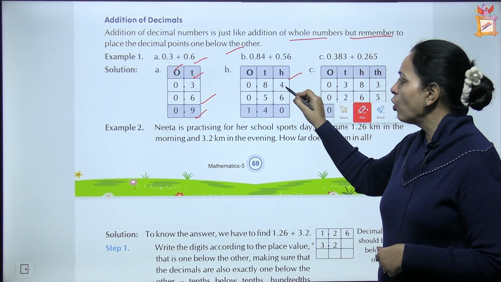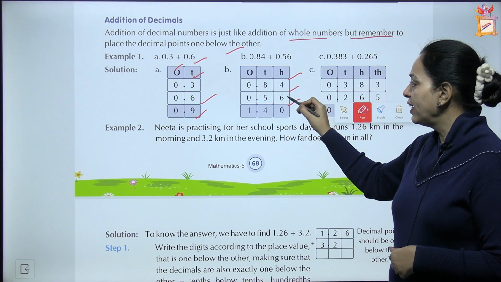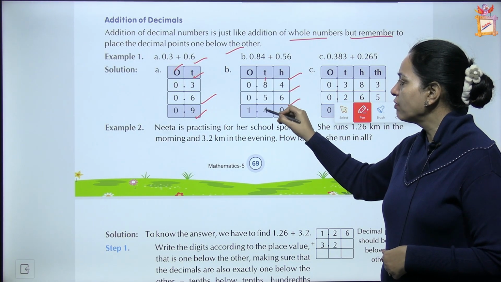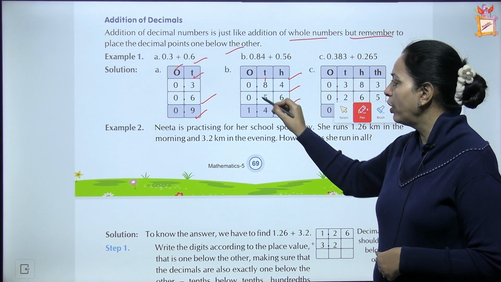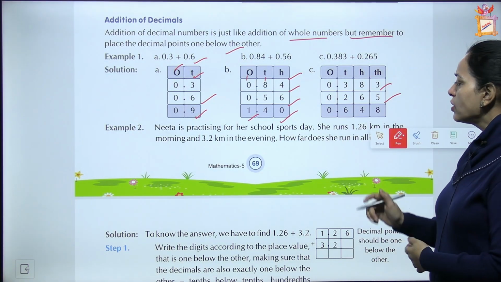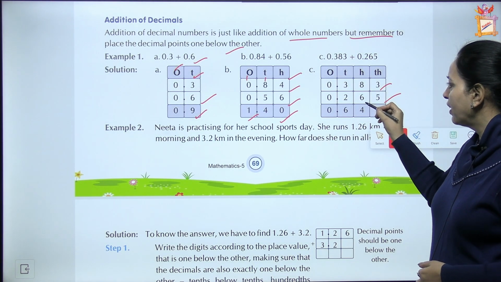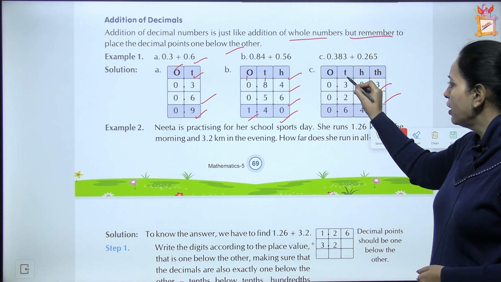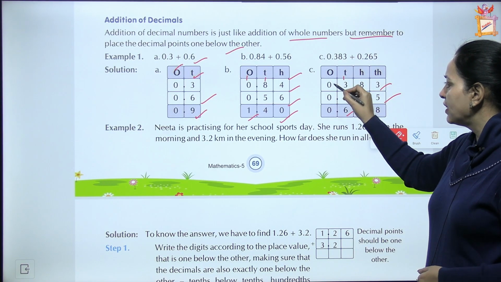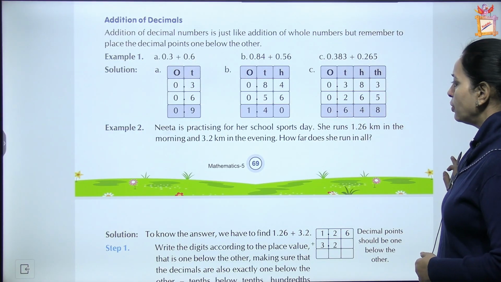Now B part 0.84, 0.56. So start adding. 4 plus 6, 10, 0 here, 1 carry. 8 plus 5, 13 and 1, 14. 4 here, 1 carry. So 1.40. So now C part, add 1000 digit. 3 plus 5, 8. Then 100. 8 plus 6, 14. Then 1 carry. 3 plus 2, 5 and 1, 6 and 0. So 0.642.